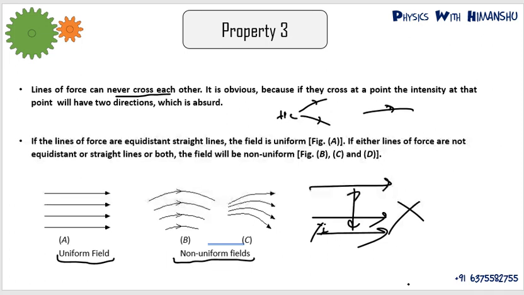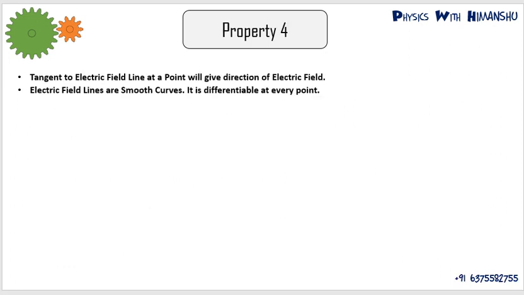So this is not a uniform electric field. Coming to the next property, the tangent to an electric field line at a point will give the direction of the electric field. Suppose the electric field line is like this. If I want to find the direction of the electric field at this point, just draw a tangent at this point. So the tangent to electric field lines will give the direction of the electric field.